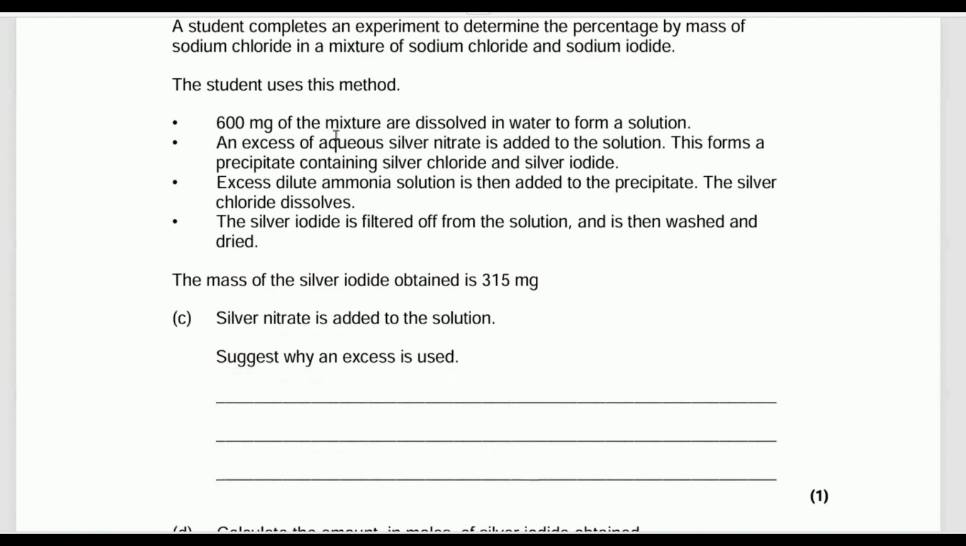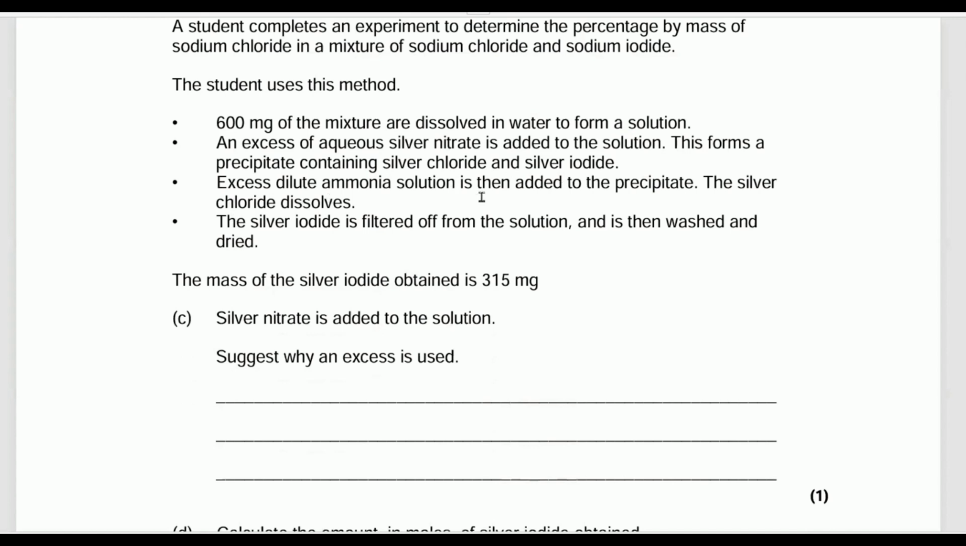A student completes an experiment to determine the percentage by mass of sodium chloride in a mixture of sodium chloride and sodium iodide. The student uses this method. 600 milligrams of the mixture are dissolved in water to form a solution. An excess of aqueous silver nitrate is added to the solution. This forms a precipitate containing silver chloride and silver iodide.